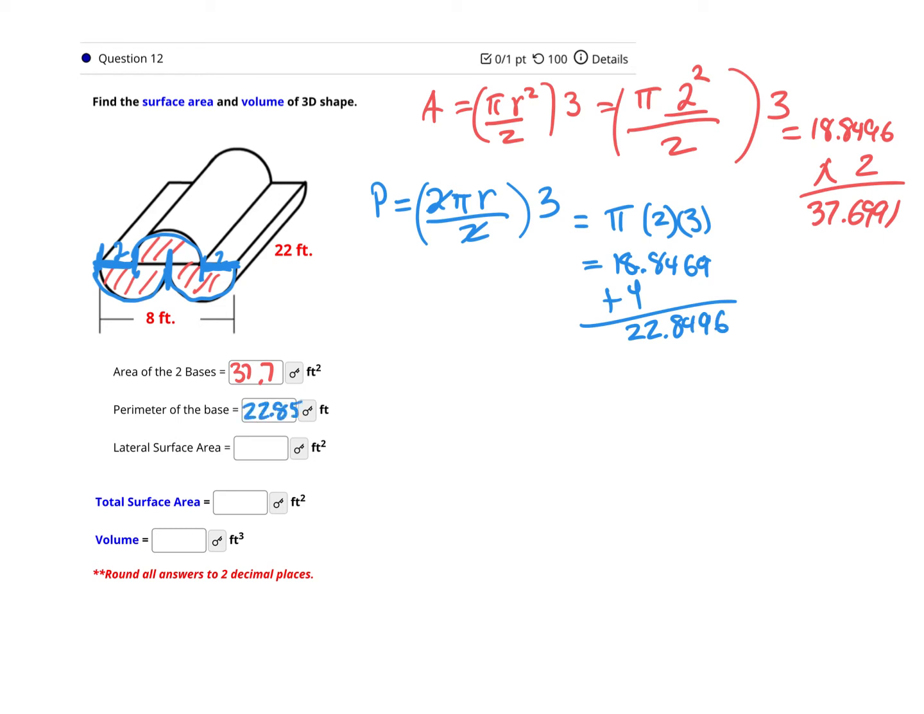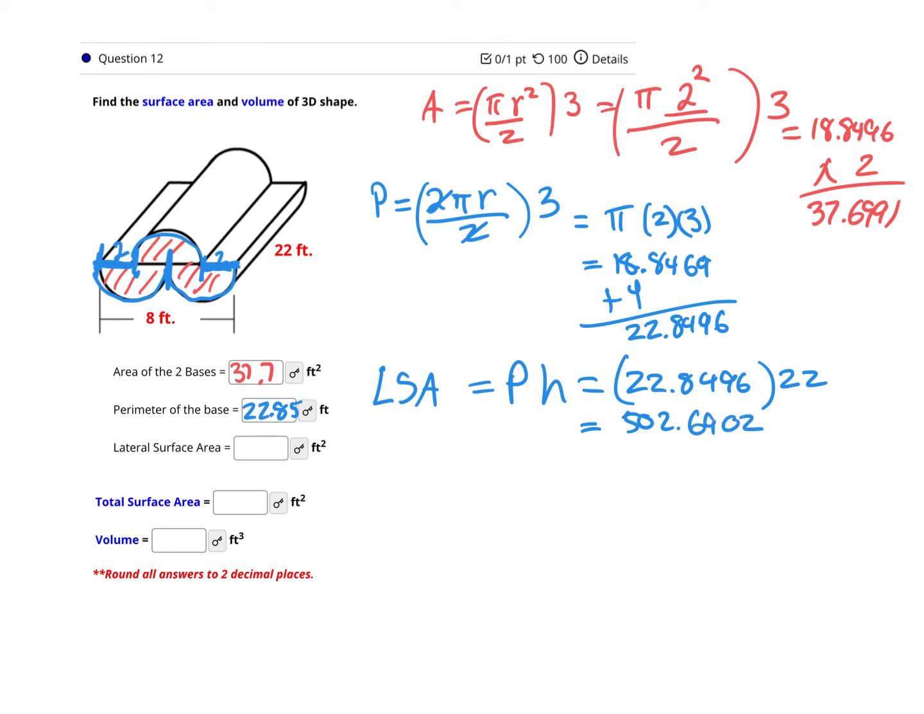Now, one other way to find the lateral surface area instead of adding them all individually is if you just take the perimeter times the height, that will give you the lateral surface area. So we just found the perimeter is 22.8496. If we multiply that by the height, which is 22, that will give me a lateral surface area of 502.6902. So that's going to be my lateral surface area, 502.69.